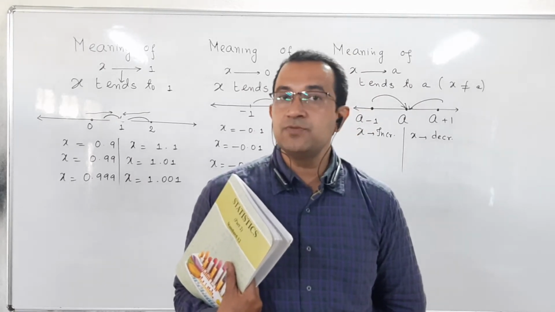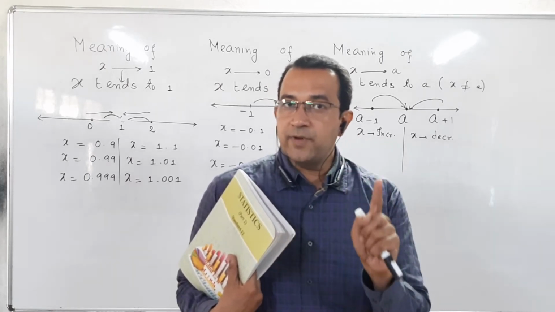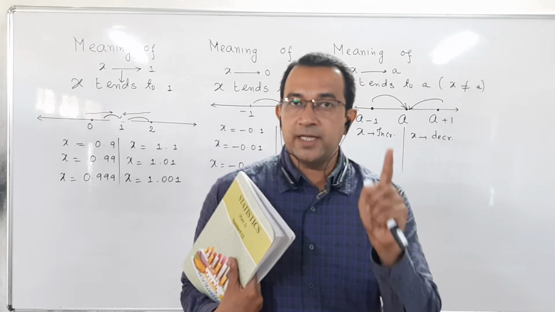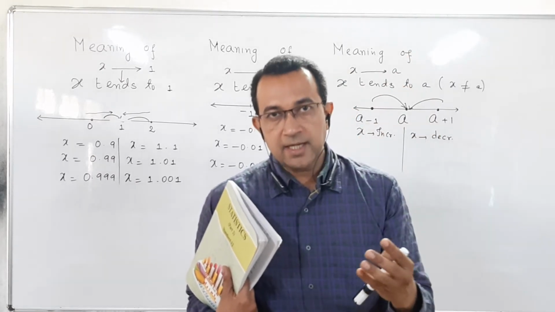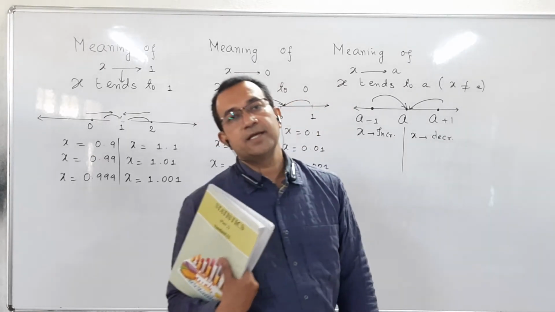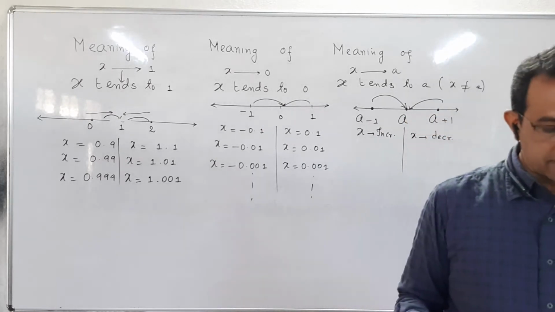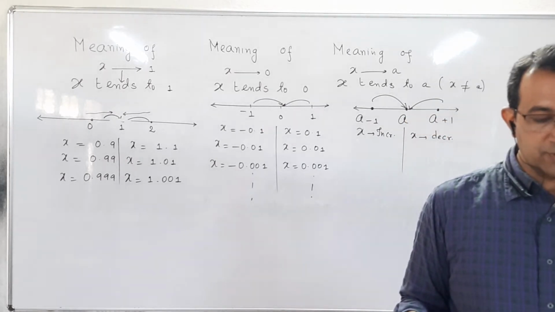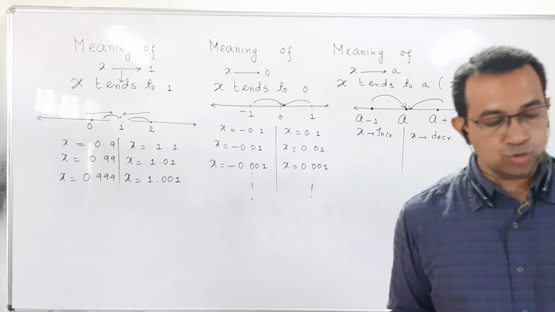Which are the key words? X tends to a. When the value of x is brought very close to a by increasing, means from left hand side, and by decreasing the value of x, means from right hand side, then we say that x tends to a. It is to be noted that x tends to a means that the value of x approaches very close to a, but it will never be equal to a.